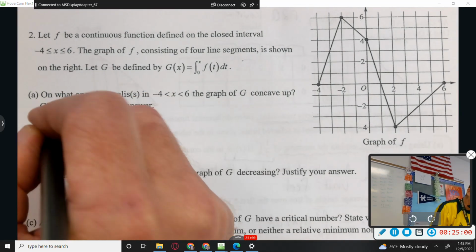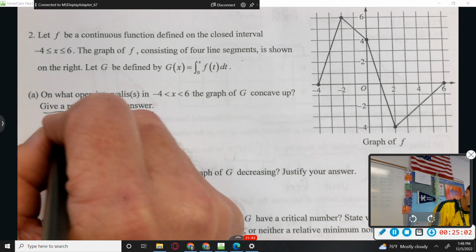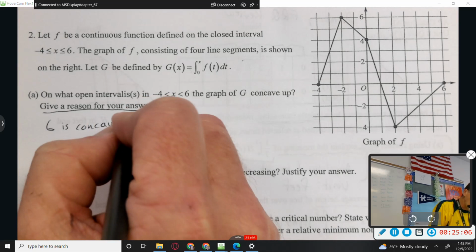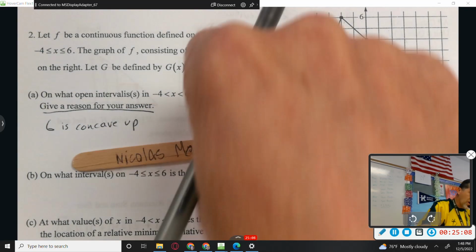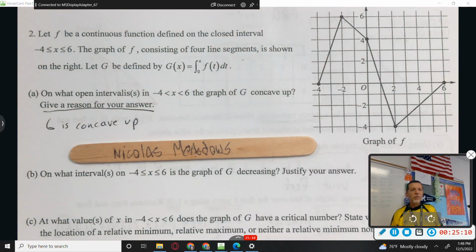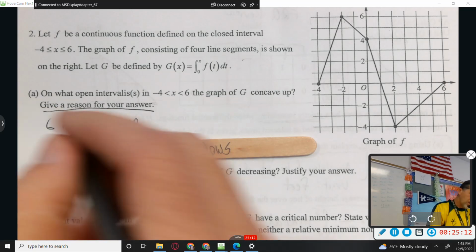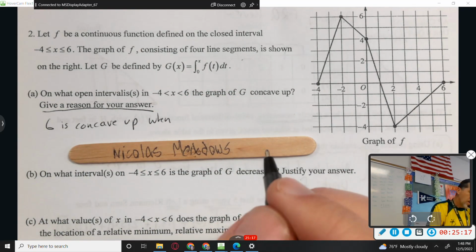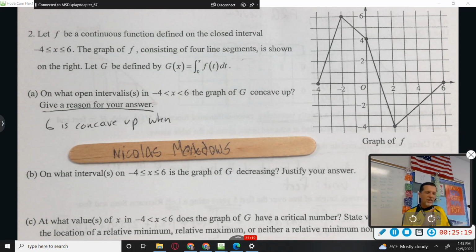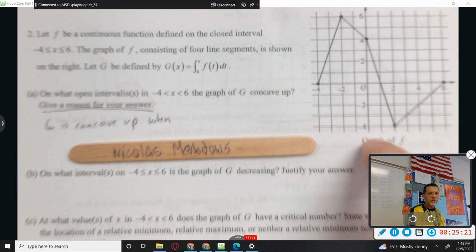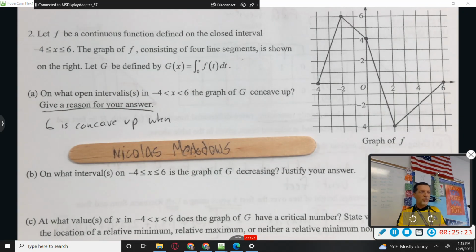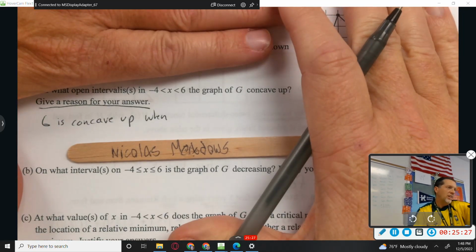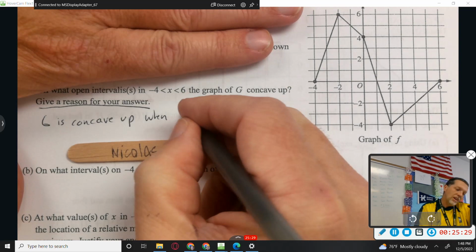Well, let's give our reason first, because then we'll know what we're looking for. G is concave up, let me get you involved here, Nick. When is G concave up? The double derivative of the graph of f is positive. So I like where you're headed because we will need to use the graph of f. But answer it just in terms of G. Like you don't know anything else. When is G concave up? When G double prime is positive. There you go.